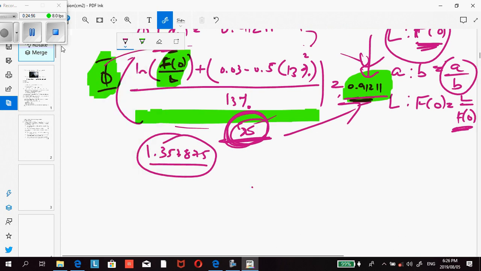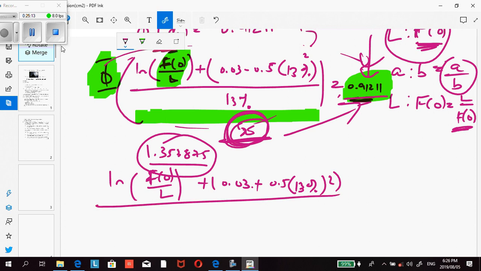Now, what am I going to do now? I'm going to say the natural log of f of 0 over L plus 0.03 plus 0.5, 13% squared, and I'm going to divide that by 13%. That will be equal to my x value corresponding to this cumulative distribution probability, which is 1.353875. Now remember, the goal is to get this so that I can invert it and answer the question the examiner asked me. Now from here, good people, it's a matter of algebra. I've been saying this throughout this revision, that on exam day, make sure that your algebra is polished so that you will be able to answer questions which require intense algebra.